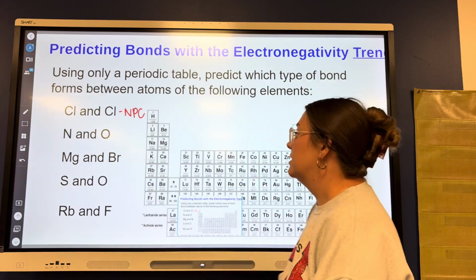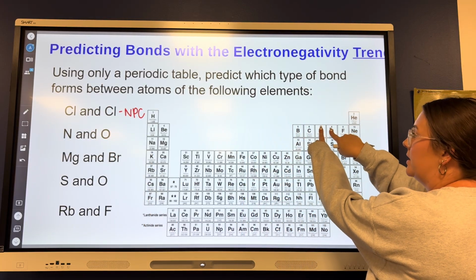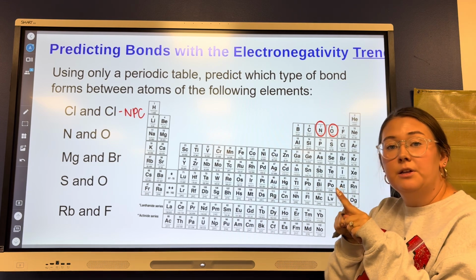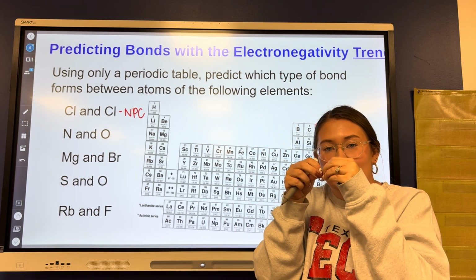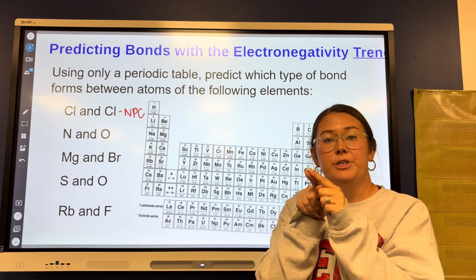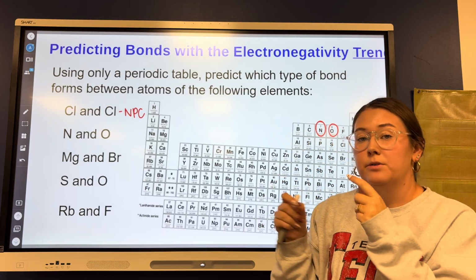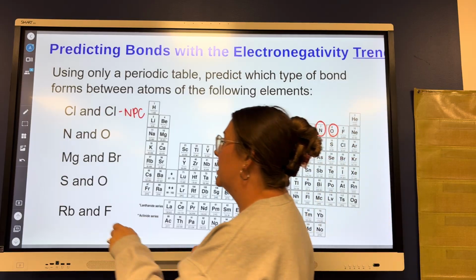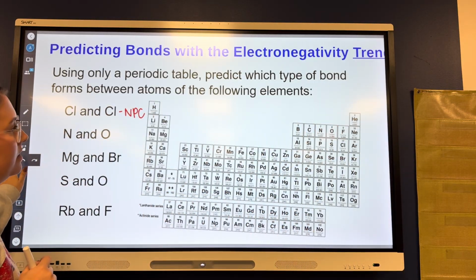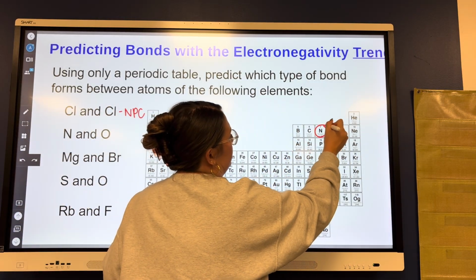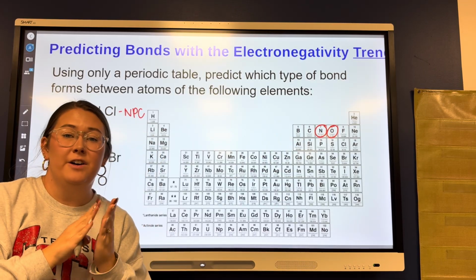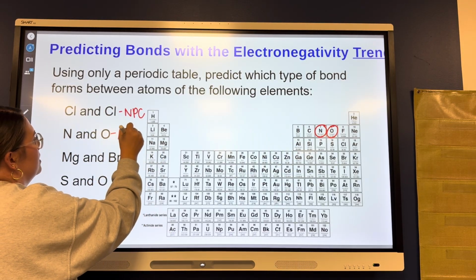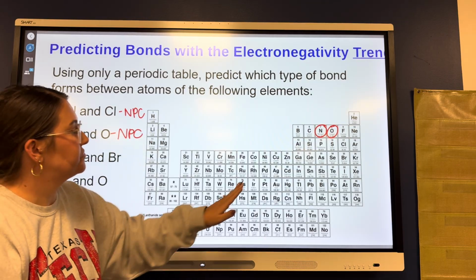Nitrogen and oxygen. Here's nitrogen, here's oxygen. Those are still really close to each other, even though it's not the exact same element. They're both nonmetals, so we know it's covalent, and because they have such similar electronegativity values, because they're so close, this would also be considered nonpolar covalent.